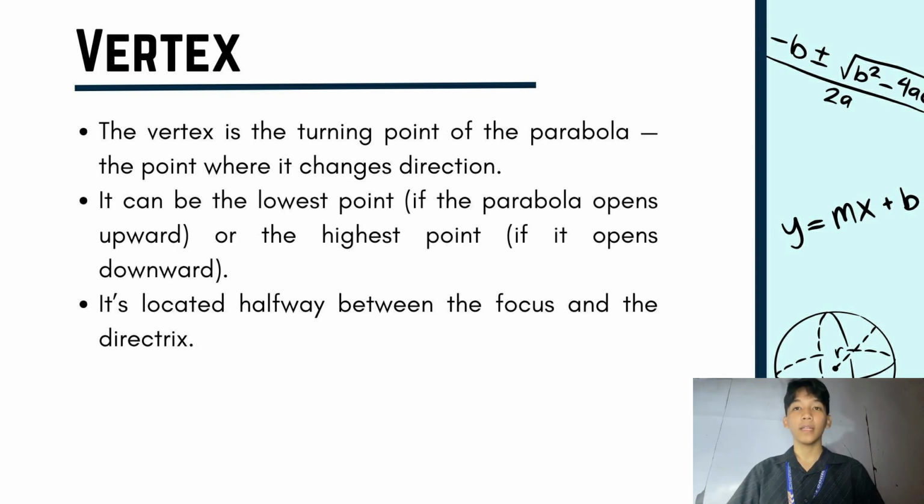Vertex. The vertex is the turning point of the parabola, the point where it changes direction. It can be the lowest point if the parabola opens upward, or the highest point if it opens downward. It's located halfway between the focus and the directrix.